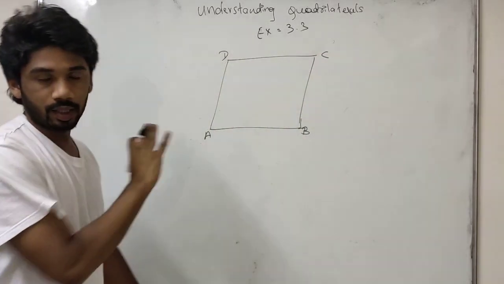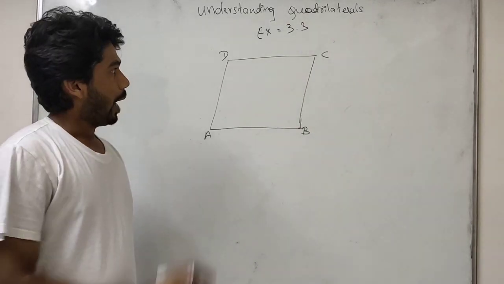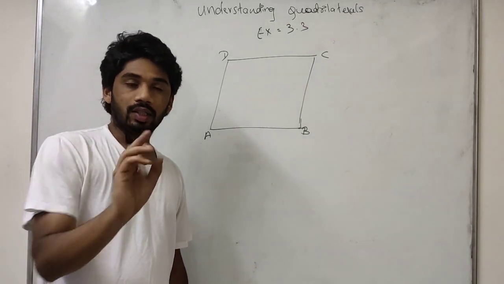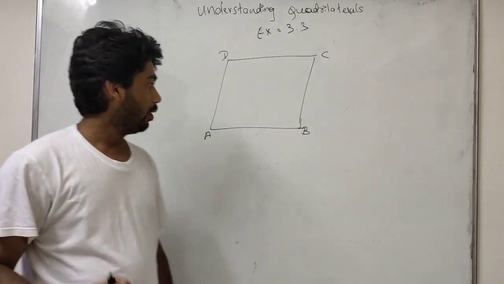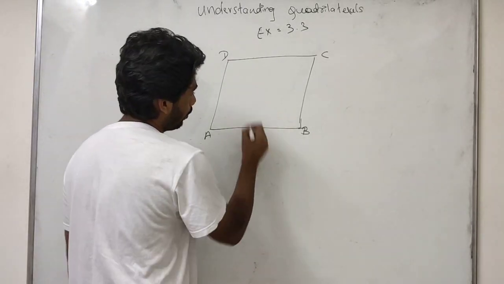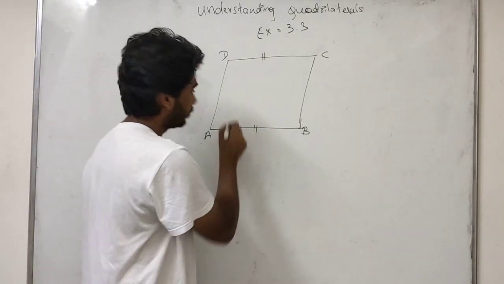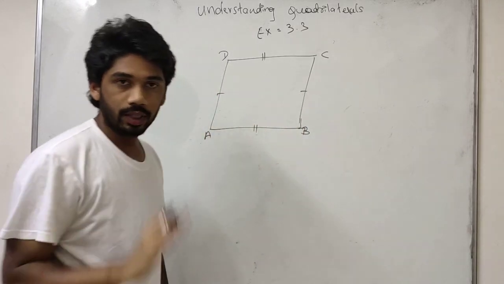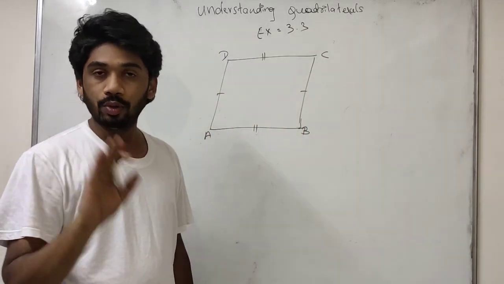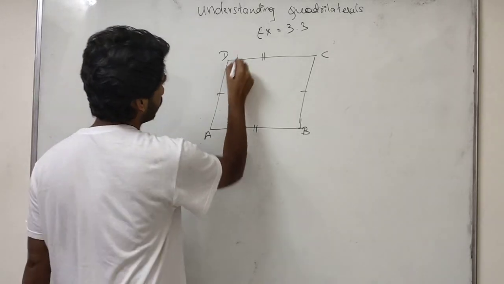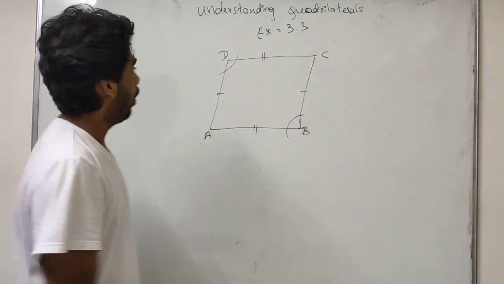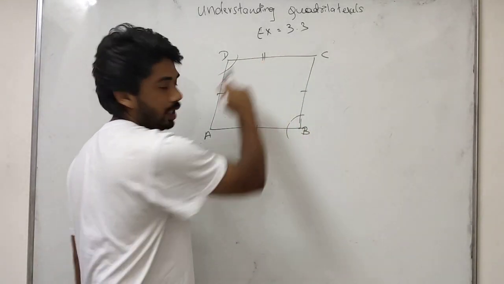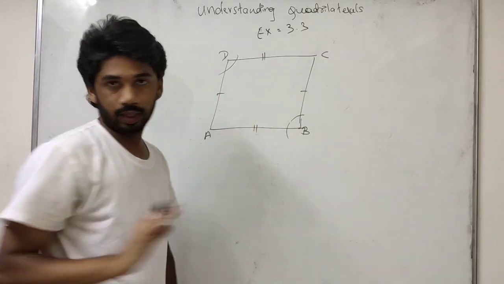Dear students, this is a parallelogram. A parallelogram is a quadrilateral. In a parallelogram, opposite sides will be equal and opposite angles will be equal. Angle A and angle B. Opposite angles will be equal. Opposite sides will be equal.